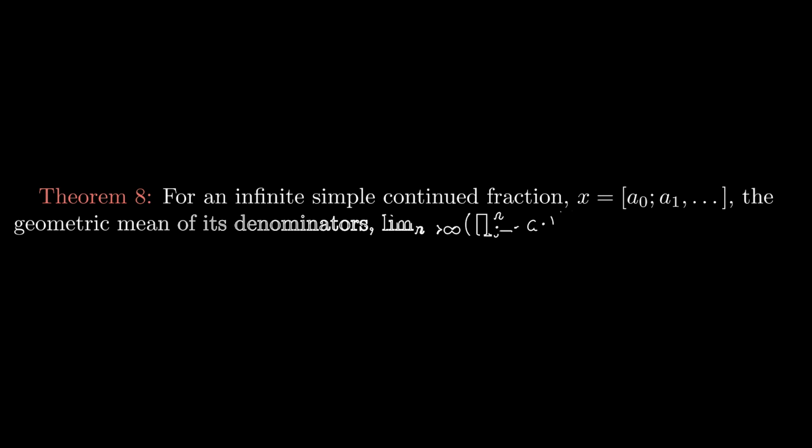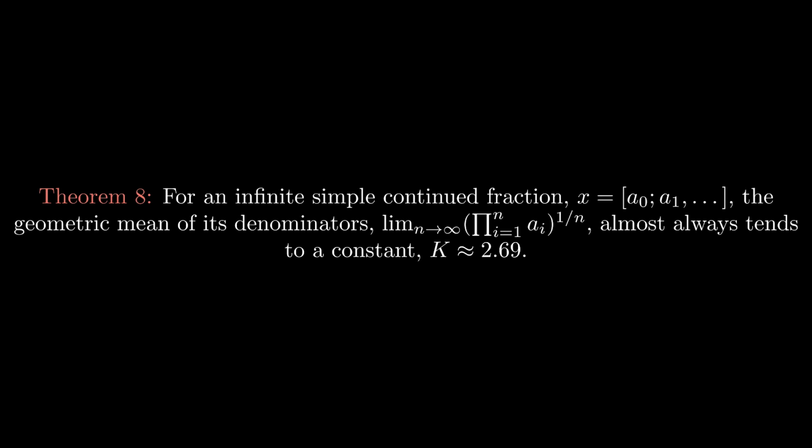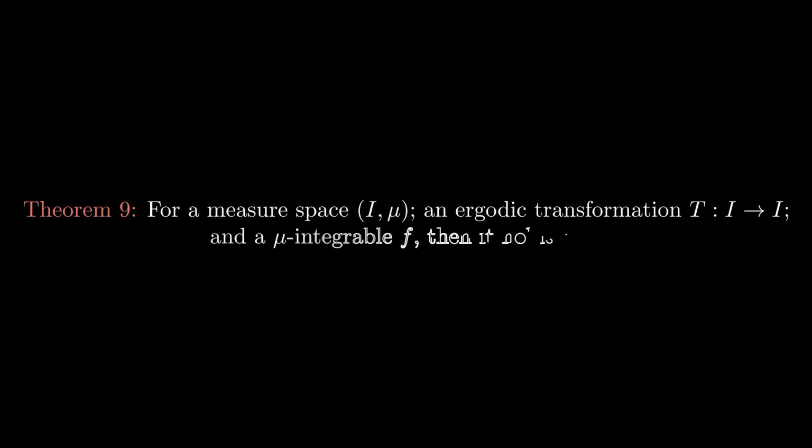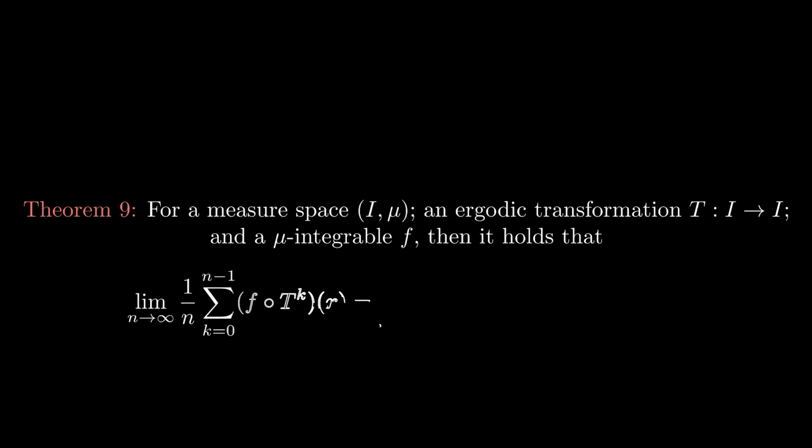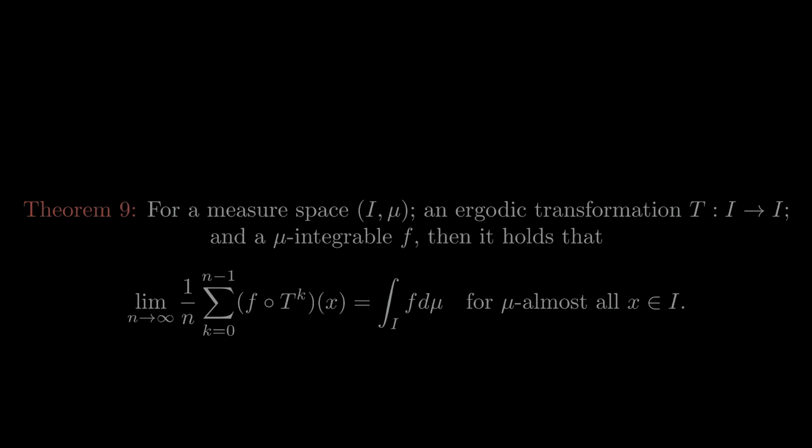Another result that combines both measure theory and continued fractions is Khinchin's theorem. It states that the geometric mean of a continued fraction's coefficients almost always tends to this constant. The proof requires ergodic theory, and we'll be using some results from there without proof. The ergodic theorem states that for a measure space with measure mu, an ergodic transformation T that preserves the measure mu, and any f integrable with respect to mu, the average value of f of T^k x is constant for almost all x.